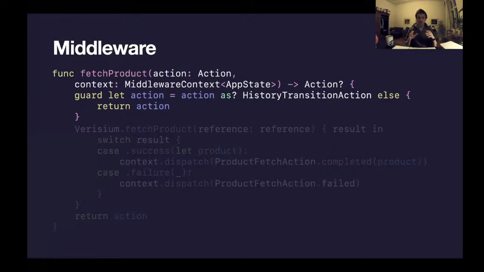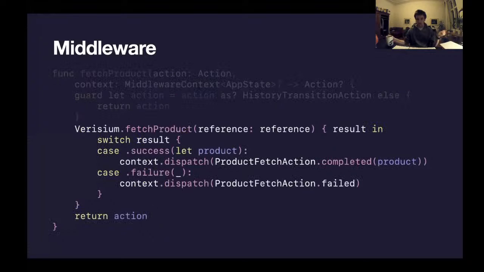So basically, we filter out the actions that we don't need, but if we have the action that we really need, we just do some stuff. For example, load product information, and then we send a new action, either product load completed or failed.